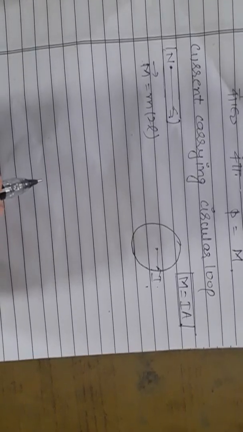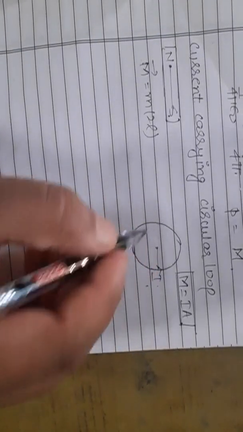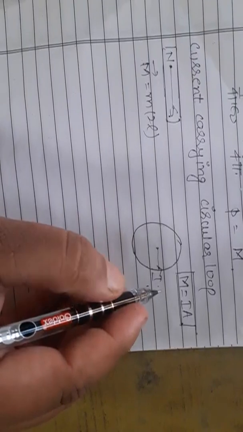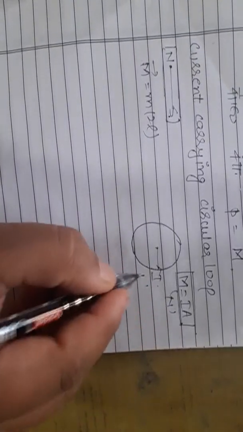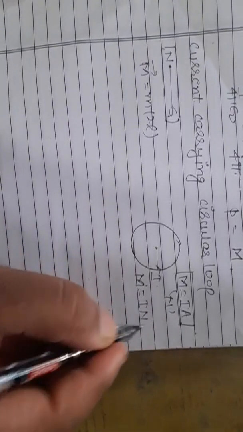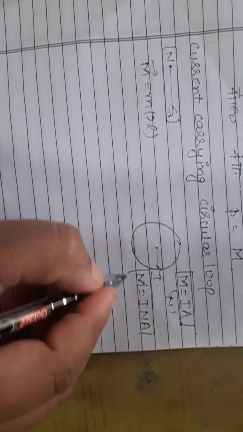What is I? I is the current and A is the area of this circular loop. If n is the number of turns, then this equation may be written as M equals N I A.